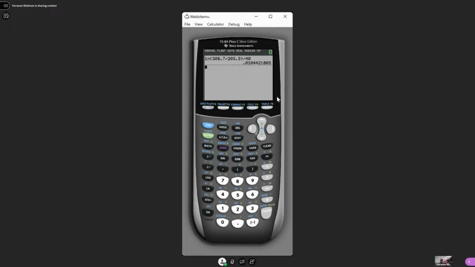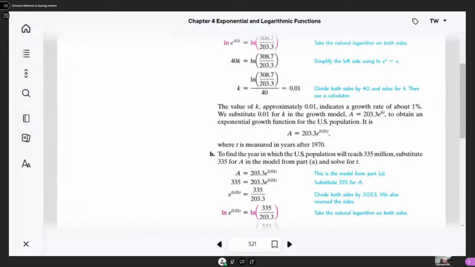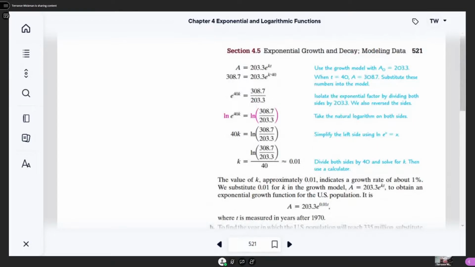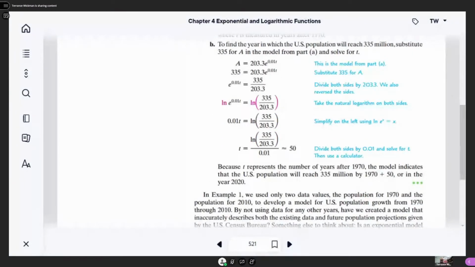Okay, so now that we see that this is growing, we can do a lot of beautiful things with that same formula. What will that be? Let's take a look. Now that we know the growth model is 0.01, notice we can substitute the k with 0.01. Look at A, that's the future growth of 203.3 e times time. Now, what they want to know is this. Based on your model, now remember, this was 308 that we used up above. But now we want to know when will the population reach 335 million? So the beginning number was 203.3, but the future one is 335.